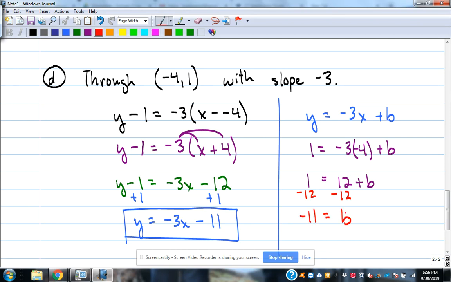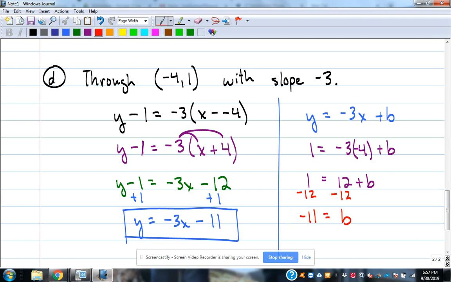Is b -11 when I did it this way? How many steps did it take me to do that? 1, 2. How many steps did it take me to do this? 1, 2. No way is better than the other. They're both the same. The difference is, if I do it this way, I've got to go back and rewrite my equation. If I do it this way, my equation's already done. But it's the same amount of work. So I don't care which way you do it. It doesn't matter to me. A lot of people teach this way, and I'm actually fine with that. I teach that way sometimes too.